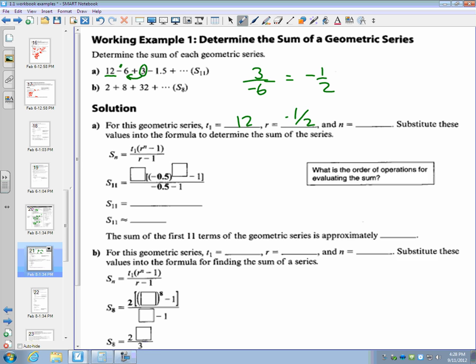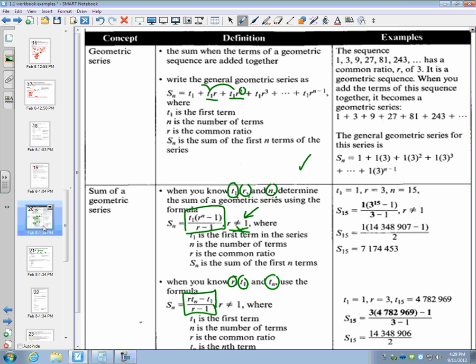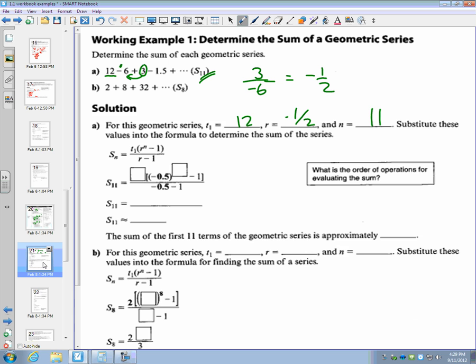So r is negative 1/2. And n is the number of terms. We want to add up the first 11. Substitute these into the formula. Because we knew T1, r, and n, we're going to use this first formula right here. So this would be something to add to your formula sheet. So the sum of the first 11 is equal to the first term times the rate, which we said was negative 1/2 or negative 0.5, to the power of n, which is 11, and then we subtract 1.